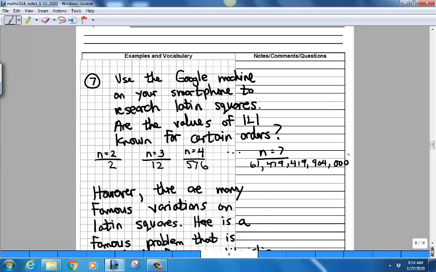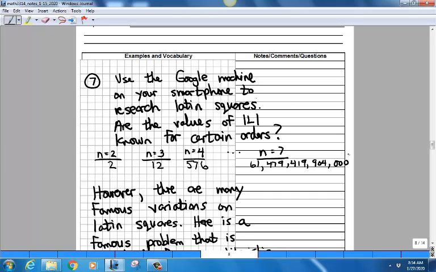So something is known. I don't even know how to read that off. That's trillion, right? 61 trillion, 479 billion, 419 million, 904,000. Exactly. So there are lots of Latin squares of order 7. So if I had all of you build a Latin square of order 7, probably almost everyone would have come up with a different Latin square, because there are just so many possibilities there.